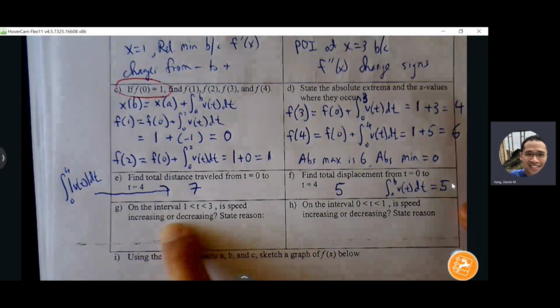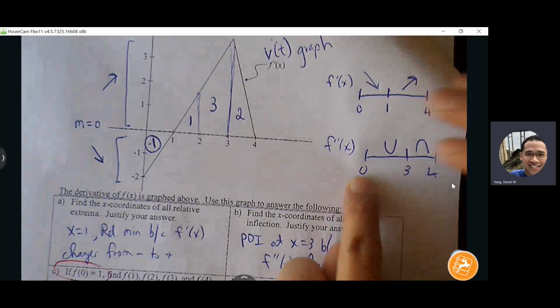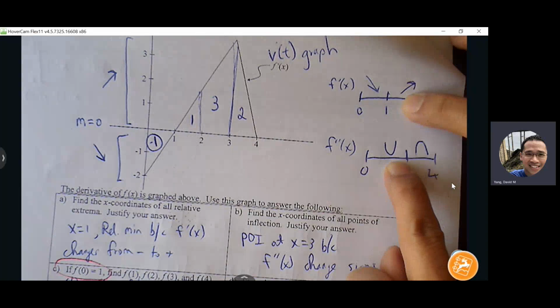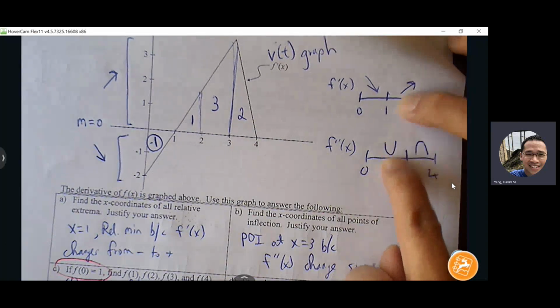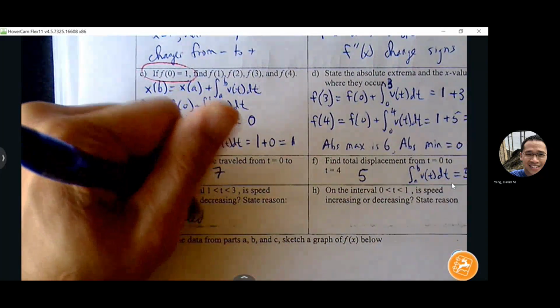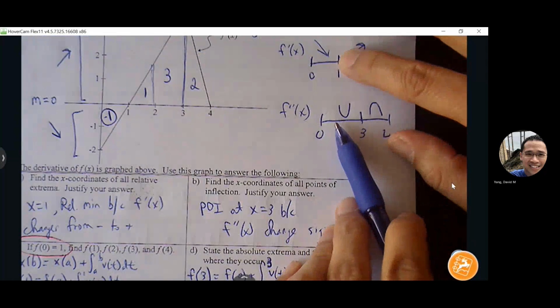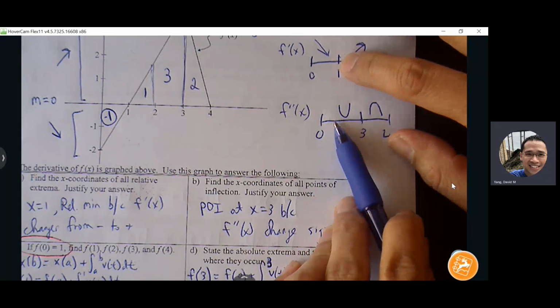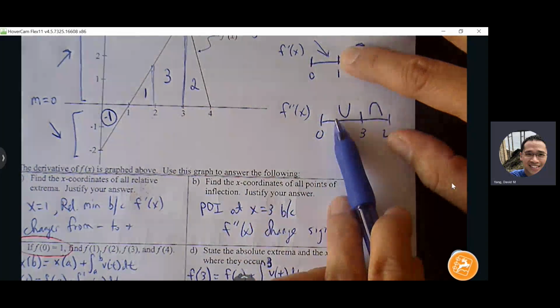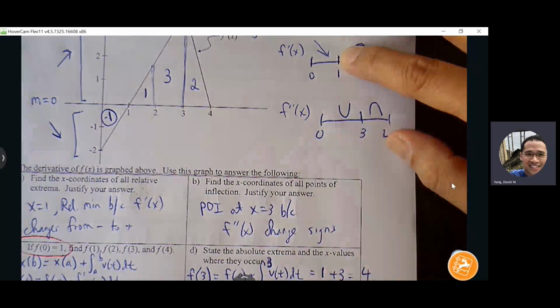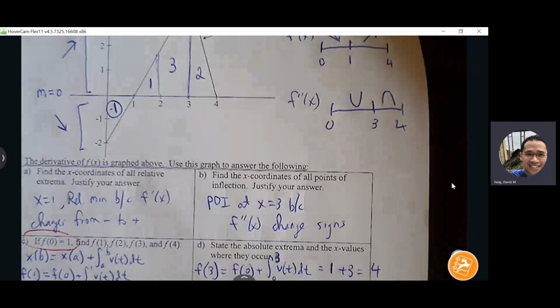Okay, from 1 to 3, is the speed increasing or decreasing? From 1 to 3, we just compare the signs between first and second derivative. We see from 1 to 3, they're both positive, right? Concave up and positive. That's going to mean speed is increasing. And then from 0 to 1, what about from 0 to 1? Negative and positive, so therefore opposite signs mean speed is what? Decreasing, yep.